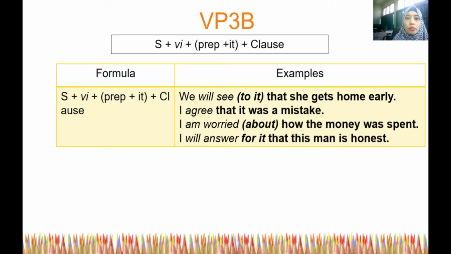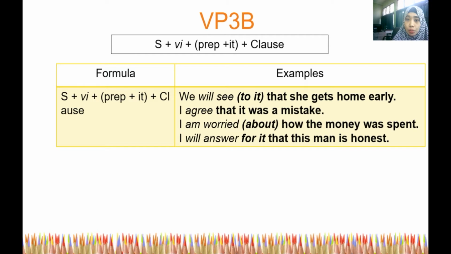For example, we will see to it that she gets home early. So here, we is the subject, will see is the verb intransitive, and to it here is the preposition plus it, but it is optional. And the next one is a clause, that she gets home early. So you can say we will see to it that she gets home early, or you can also say we will see that she gets home early. Okay, I'm going to give you another example.